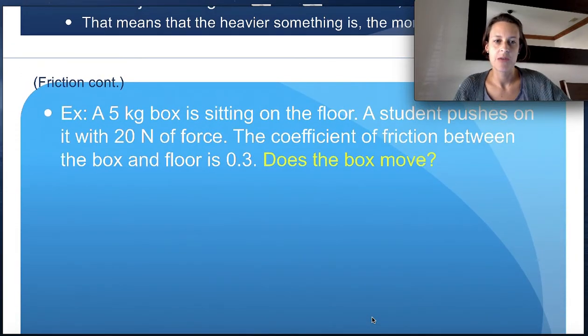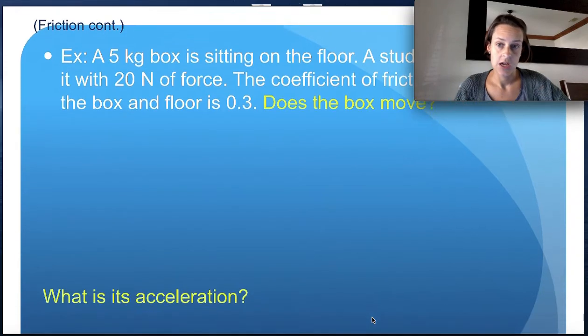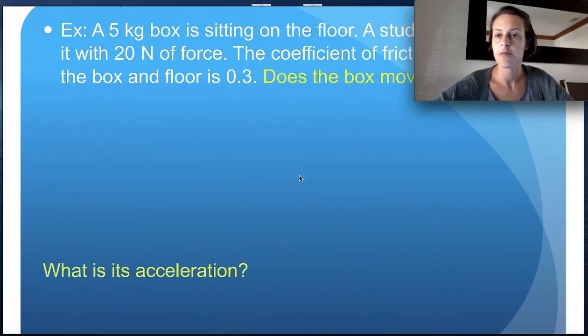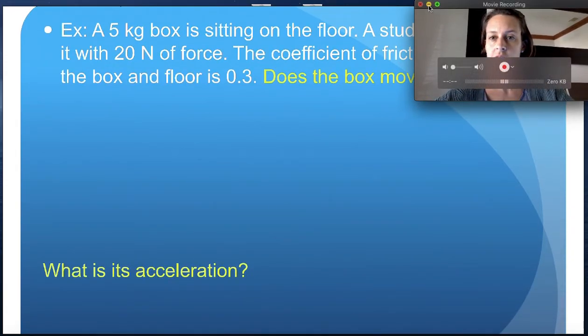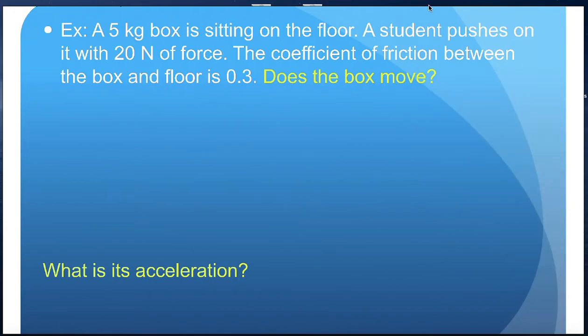So in our example, we have a 5 kilogram box sitting on the floor. A student is going to push on it with 20 newtons of force. The coefficient of friction between the box and the floor is 0.3, and we want to know, does the box move? All right, I'm going to move my face so that you can fully see this problem.